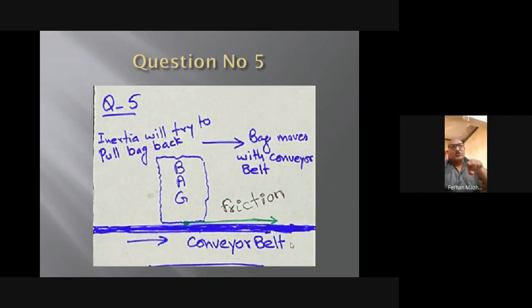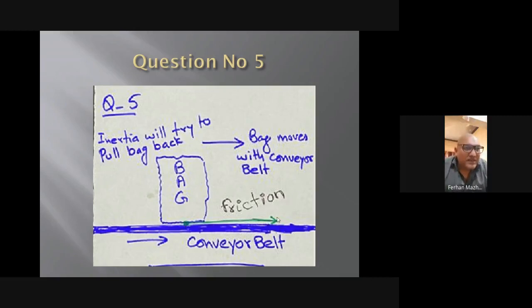The inertia will try to pull it backward. The inertia will be trying to pull the bag towards the left side. So the inertia will be trying to stop the motion of the bag. Because the inertia is all the time acting on the bag, but the bag is going with the conveyor belt, the bag is trying to fall towards the left. But the friction between the bag and the surface of the conveyor belt is not allowing the bag to fall backward or to fall towards the left.